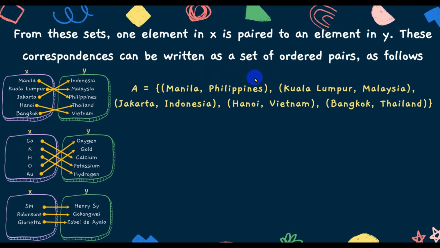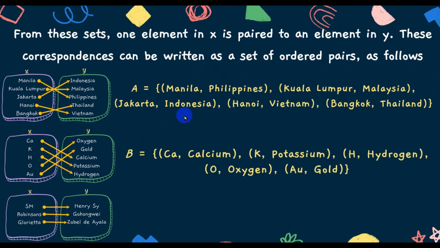So, we have here Manila and Philippines, Kuala Lumpur and Malaysia, Jakarta and Indonesia, Hanoi and Vietnam, Bangkok and Thailand. So, the first terms in each parenthesis are the X elements, and the second terms in each parenthesis are the Y elements. For the next set of ordered pairs, again, the first terms are the chemical symbols, and the second terms are the chemical elements. So, X elements and then the Y elements.